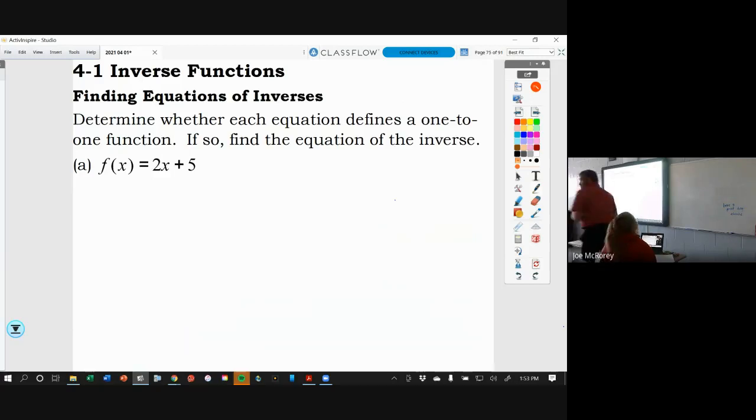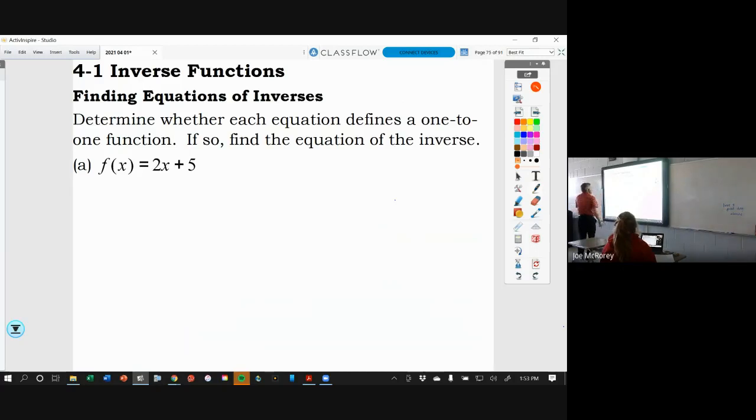What's this graph going to be? Linear. Yeah, it's a straight line with a slope of 2 going through a y-intercept of 5. So is it one-to-one? Yes. Because it's one-to-one, can we find an inverse? Yes. How do we find the inverse?